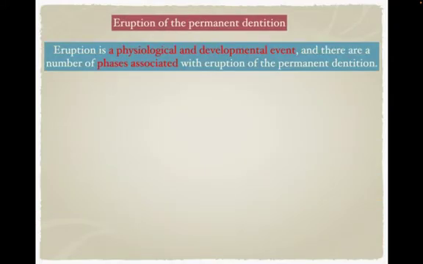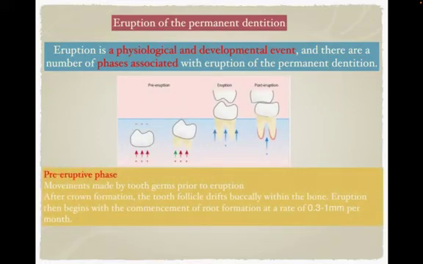Then, eruption of the permanent dentition. So now we know that we have the primary tooth that is resorbed, so what's going to happen next is the eruption of the permanent tooth. Eruption is defined as a physiological and developmental event, and there are a lot of phases associated with it. The first phase, we call the pre-eruptive phase. So basically the tooth germ is completely formed, the enamel organ has formed the tooth, and then the roots start developing and the tooth starts moving inside the bone. So this one we call the pre-eruptive phase. The tooth is moving inside the bone.